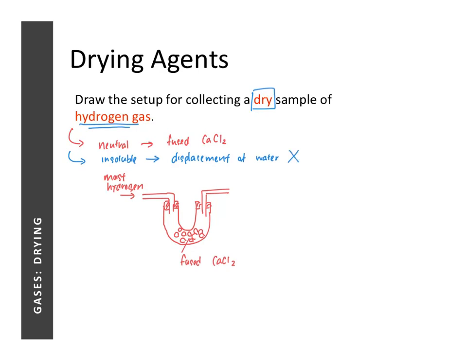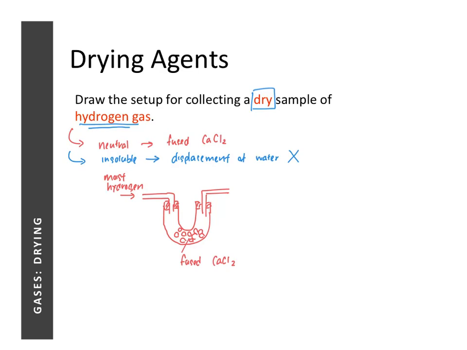Why? Because if you were to collect the gas using displacement of water, you will be passing the dry gas into water again. So that's equivalent to you drying yourself after a shower and then going into the shower again. So will you be dry? The answer is no. In this case it's very tricky because we want dry gas, so we cannot use displacement of water. What other method can we use?